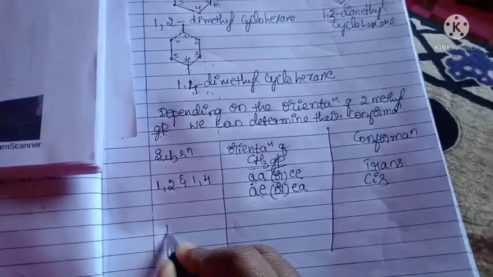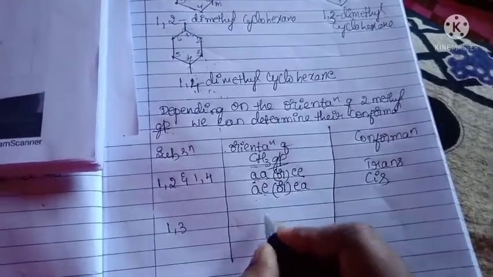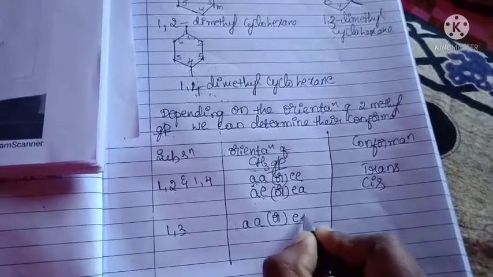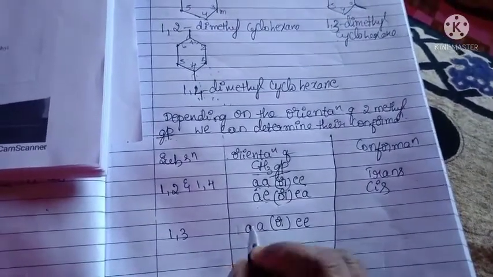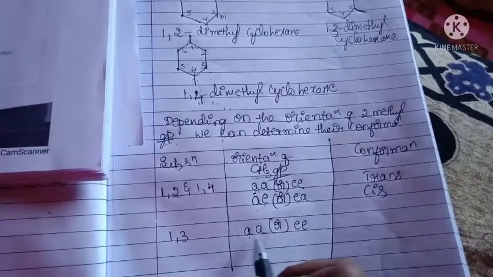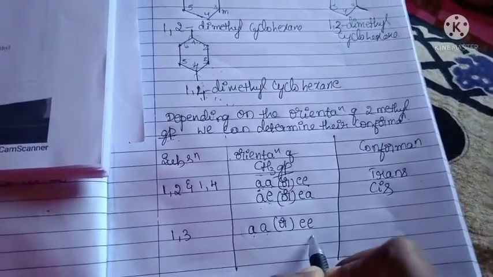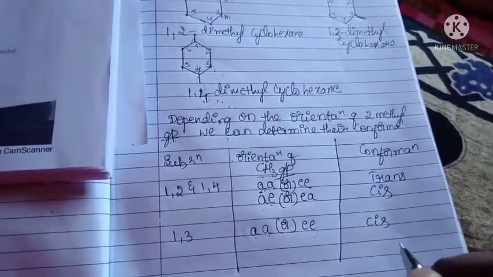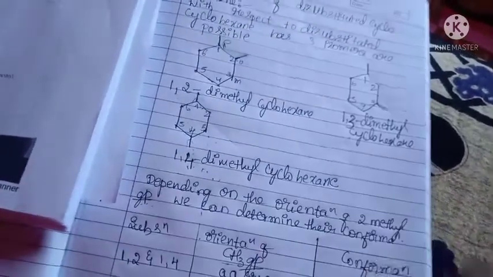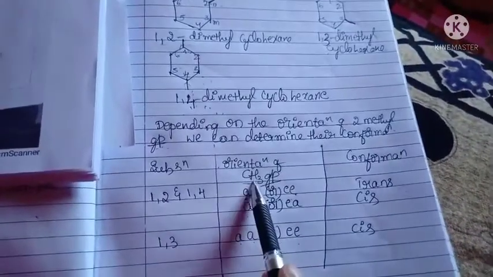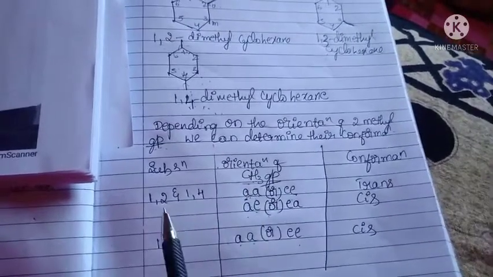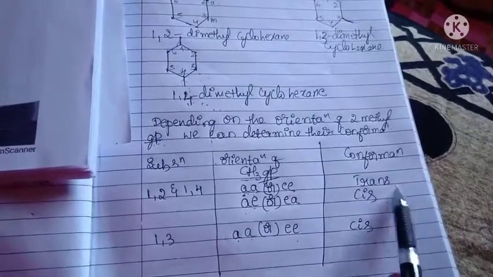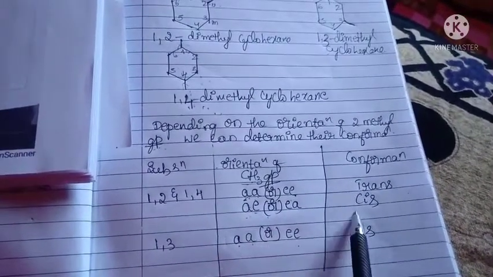Then the second one is 1,3 substitution. Here AE or EA. Okay, in the 1,3 substitution, the two methyl groups are substituted at both the axial position or in the equatorial position, and that isomer is the cis isomer. You have to know about that in the positions. Not only for the methyl group, for other groups also there will be 1,2 and 1,4 positions. AA or EE means trans isomer, AE or EA means cis isomer.